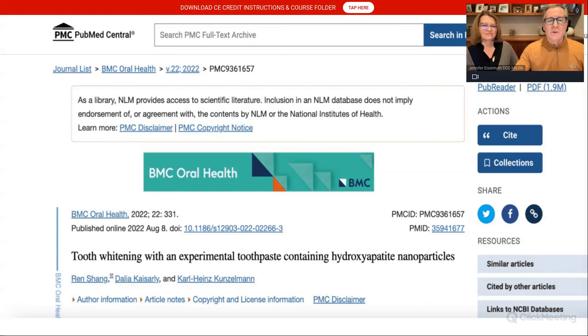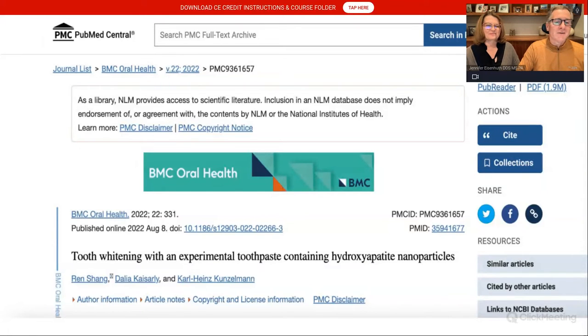Now, in addition to that, whitening. We'll talk about whitening a little bit. From what we've seen with nano hydroxyapatite, it does provide some elevated whitening. However, it's not going to deliver the same whitening levels as, say, a hydrogen peroxide or carbamide peroxide. However, there are clinical studies on PubMed showing that high concentrations of nano hydroxyapatite do promote whitening.